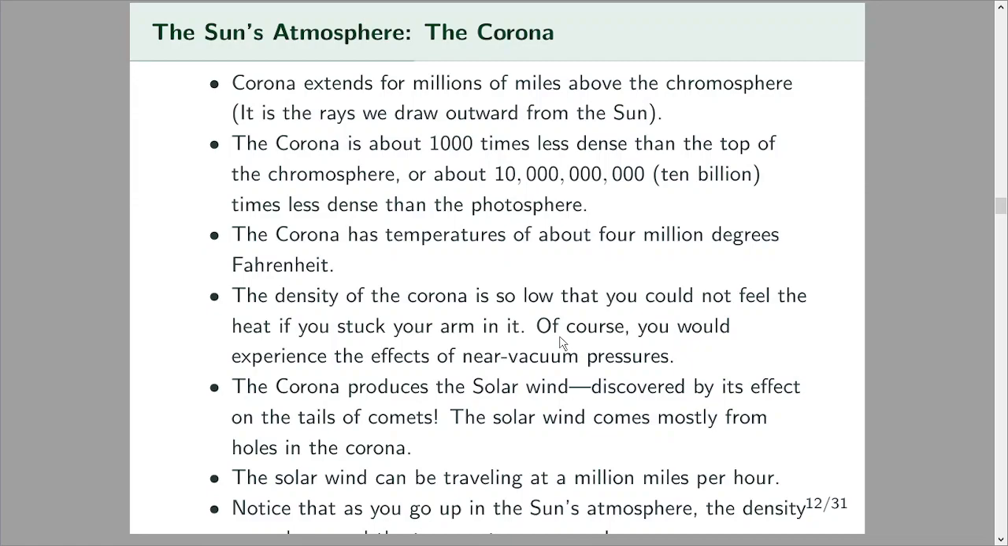You have to have a huge amount of energy to get away from the sun's gravity. And so the stuff out there is very energetic. The density of the corona is so low that you cannot feel the heat if you stuck your hand, your arm into it.